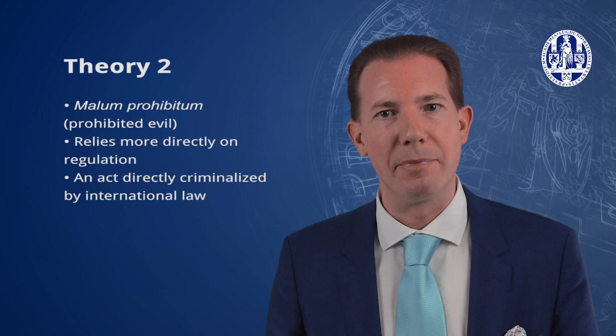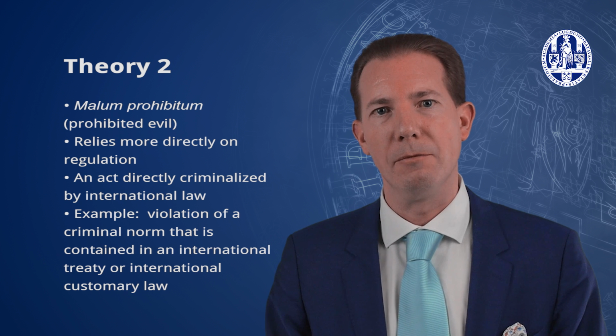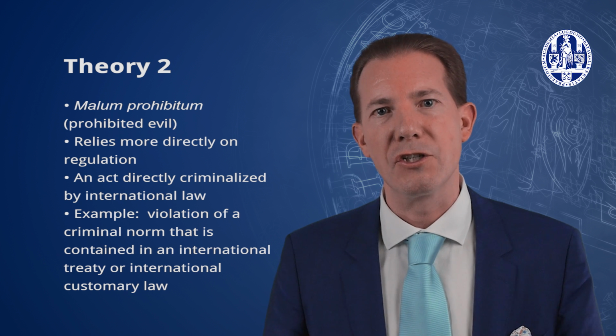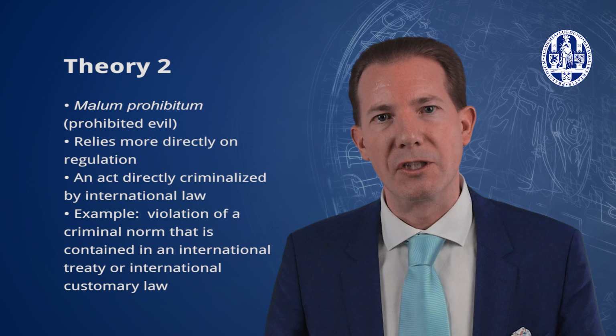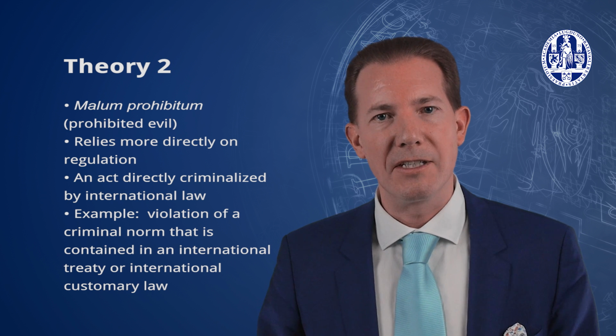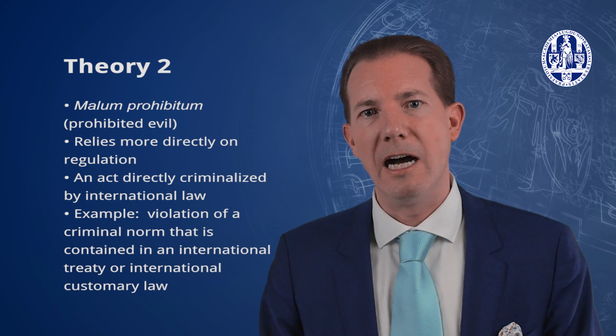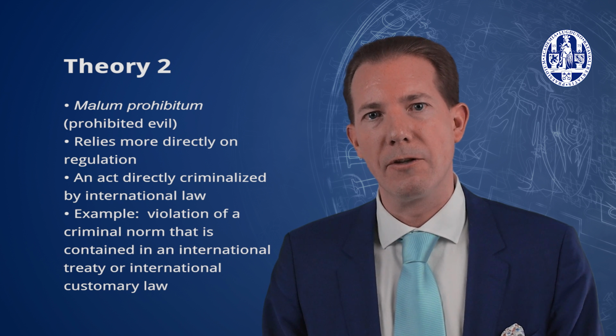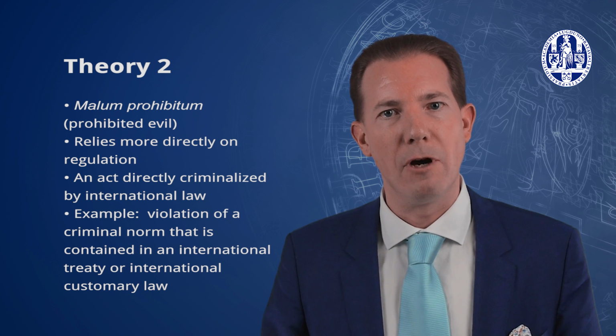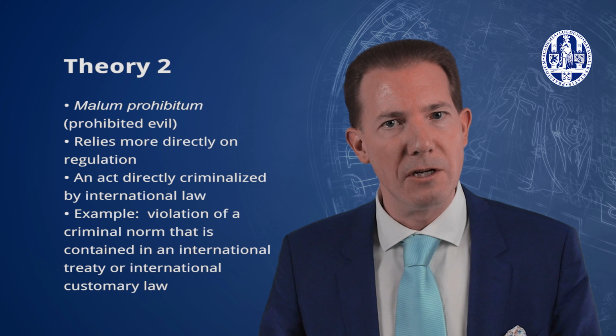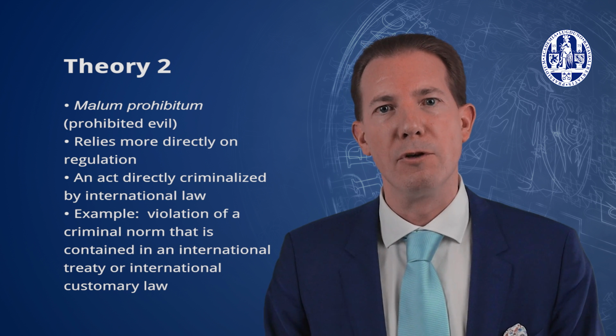A typical example is a violation of a criminal norm that is contained in an international treaty or international customary law. Classical early examples are the United Nations Convention on the Prevention and Punishment of the Crime of Genocide or the so-called grave breaches of the 4 Geneva Conventions. It is also increasingly accepted that crimes included in the jurisdiction of the International Criminal Court are international crimes.